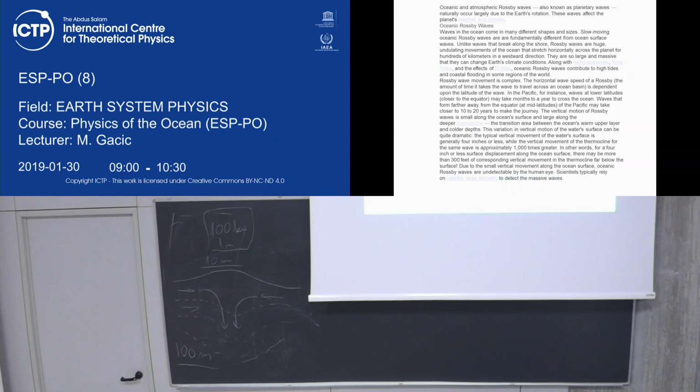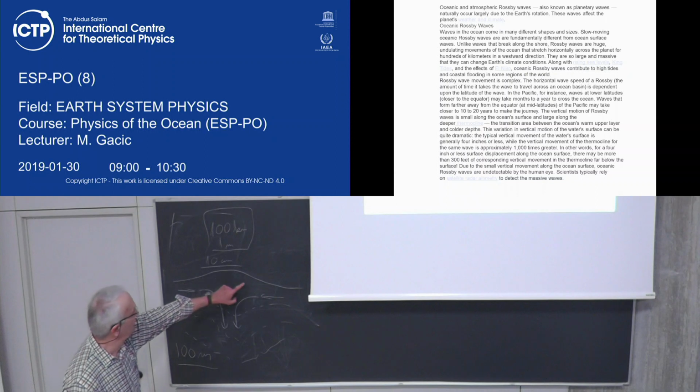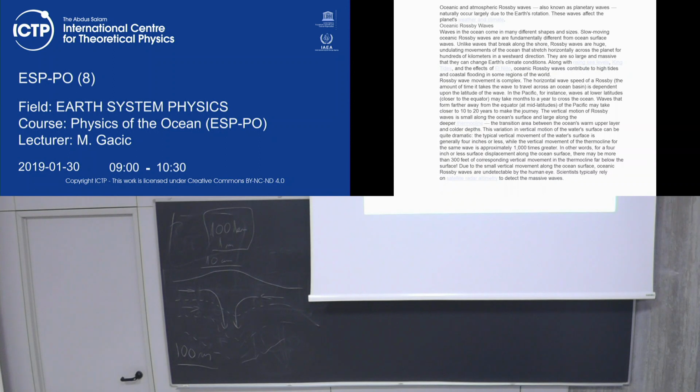In other words, for a few centimeters or less surface displacement along the ocean surface, there may be more than 1,000 meters of corresponding vertical movement in the thermocline below the surface. In fact, due to this very small deformation of the sea surface, the Rossby waves cannot be detected by direct measurements.